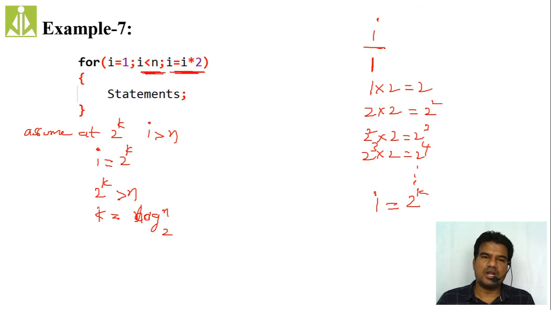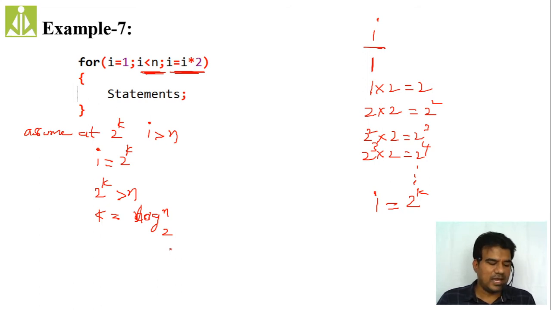If you are good in logarithms, then you will understand why it will become like this. If you have any doubts, you can refer to logarithms, because to study all those things, we don't have enough time. So whenever 2 power k is greater than n, k will become log n to the base 2.